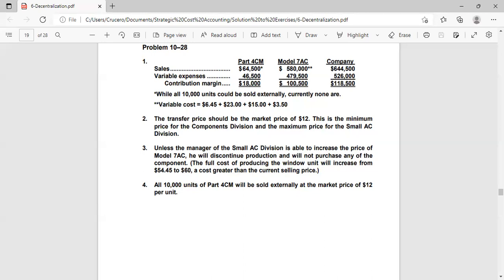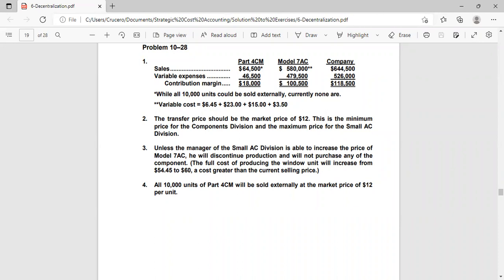And number 4, given the new transfer price set by the components division in your answer to requirement 3, how many units of 4CM will be sold externally? So we have now all the 10,000 units of Part 4CM will be sold externally at the market price of $12. So that's the answer to number 4.